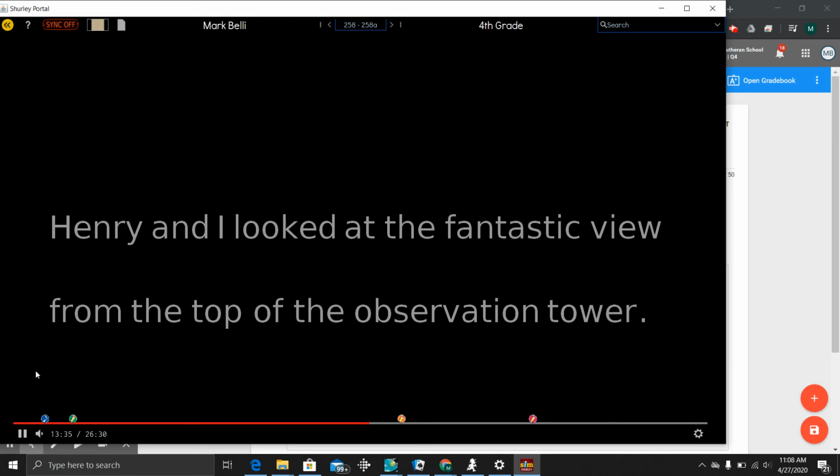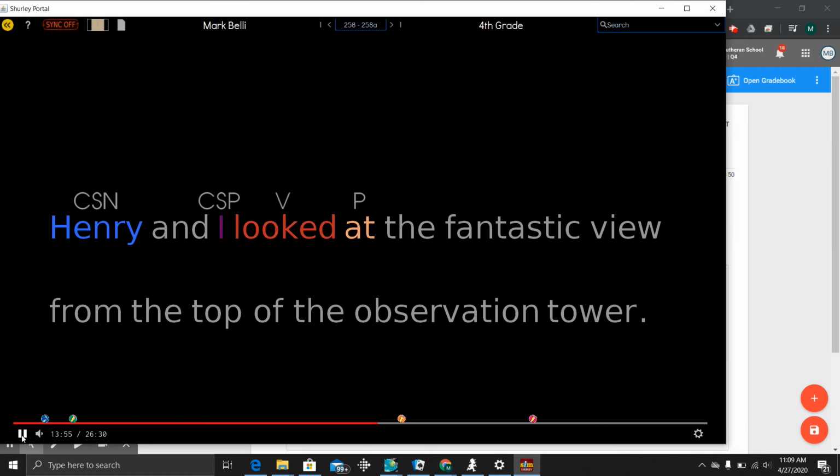Henry and I looked at the fantastic view from the top of the observation tower. Who looked at the fantastic view from the top of the observation tower? Henry and I. Compound subject noun, compound subject pronoun. You can stop the video at any point to see if you can get the next section right. What is being said about Henry and I? Henry and I looked. Verb.